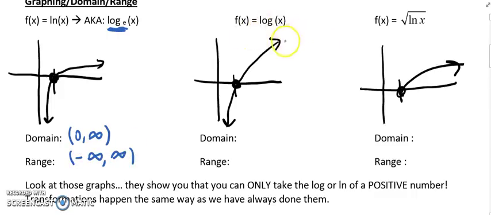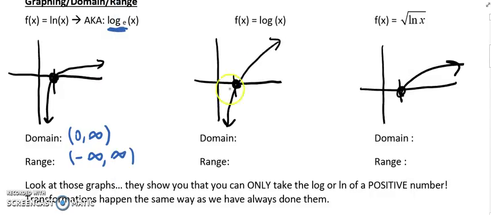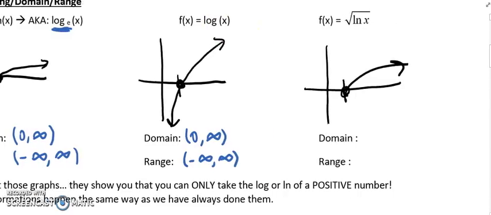Let's talk about log x. Same kind of deal as natural log x. It has a different base, so it's shaped a little bit differently. In your calculator, the log button is right here. And so looking at this domain, it's the same: 0 but not including it to infinity, negative infinity to infinity here. Okay, and just remember, you can't take the log of a negative.